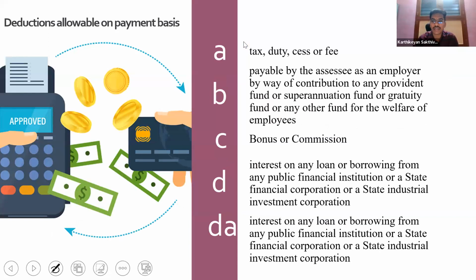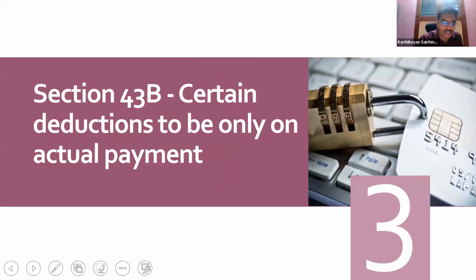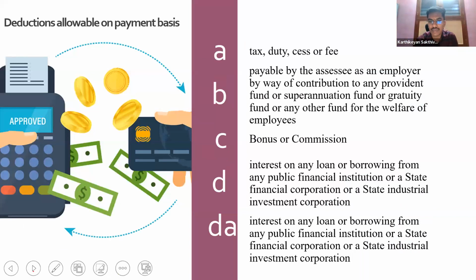What is 43B trying to do? It wants to encourage certain payments to be made on time for them to be allowed as deduction. Certain things should be paid on time for them to be claimed as deduction. That is what is given in section 43B. As far as 43B is concerned, the list is big, so let's keep it simple, and we will just find a way to handle this.